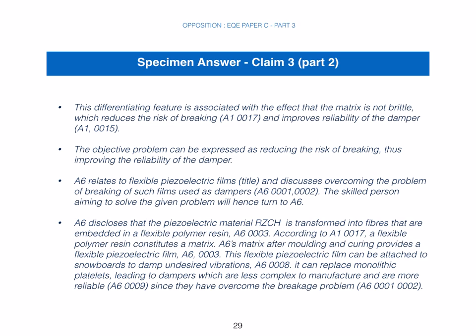Then we recite what A6 discloses. A6 discloses that the piezoelectric material RZCH is transformed into fibers that are embedded in a flexible polymer resin, A6 paragraph 3. According to A1 paragraph 17, a flexible polymer resin constitutes a matrix. A6's matrix, after molding and curing, provides a flexible piezoelectric film, A6 paragraph 3.